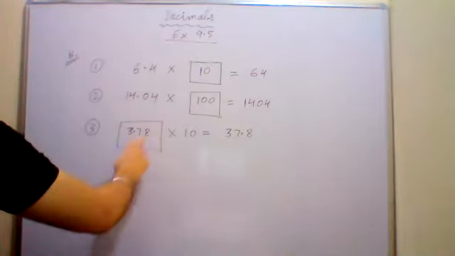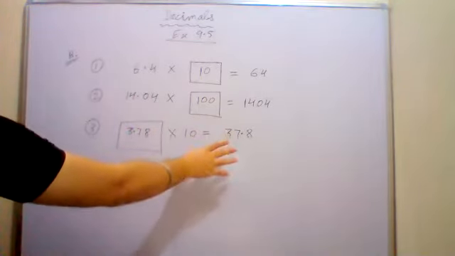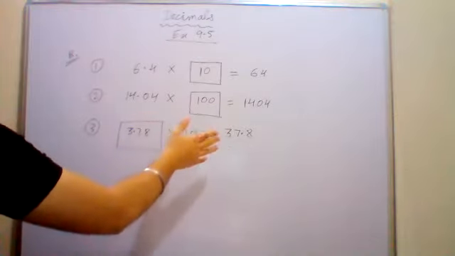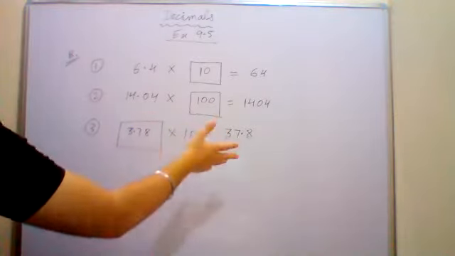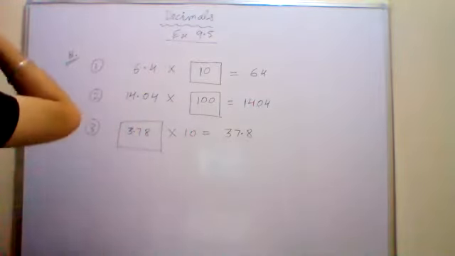You can verify your answers like this. If you multiply these two, check whether the answer is 37.8 or not. If it is coming 37.8, the answer is correct. What you are getting is correct. That means you have filled the right answer in the box.